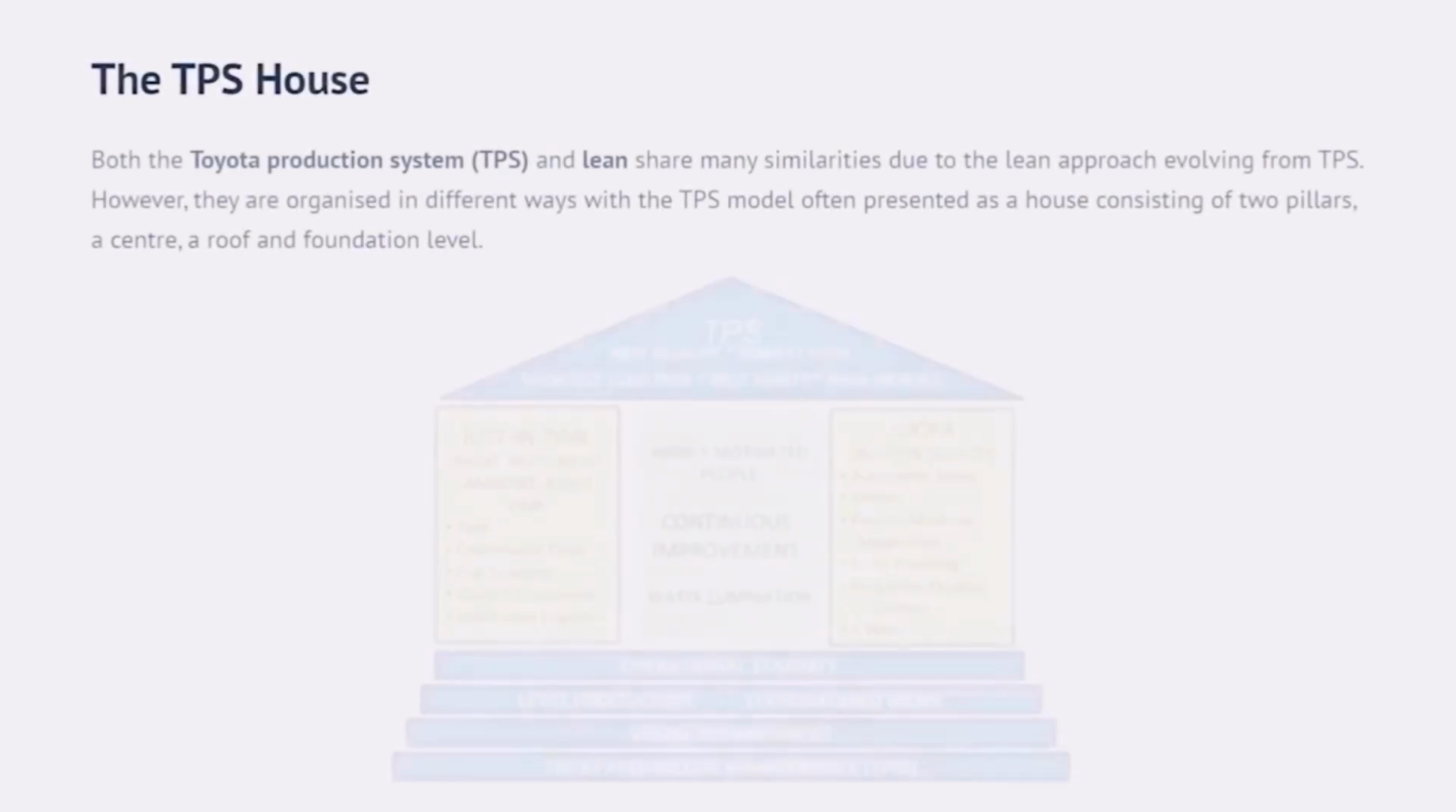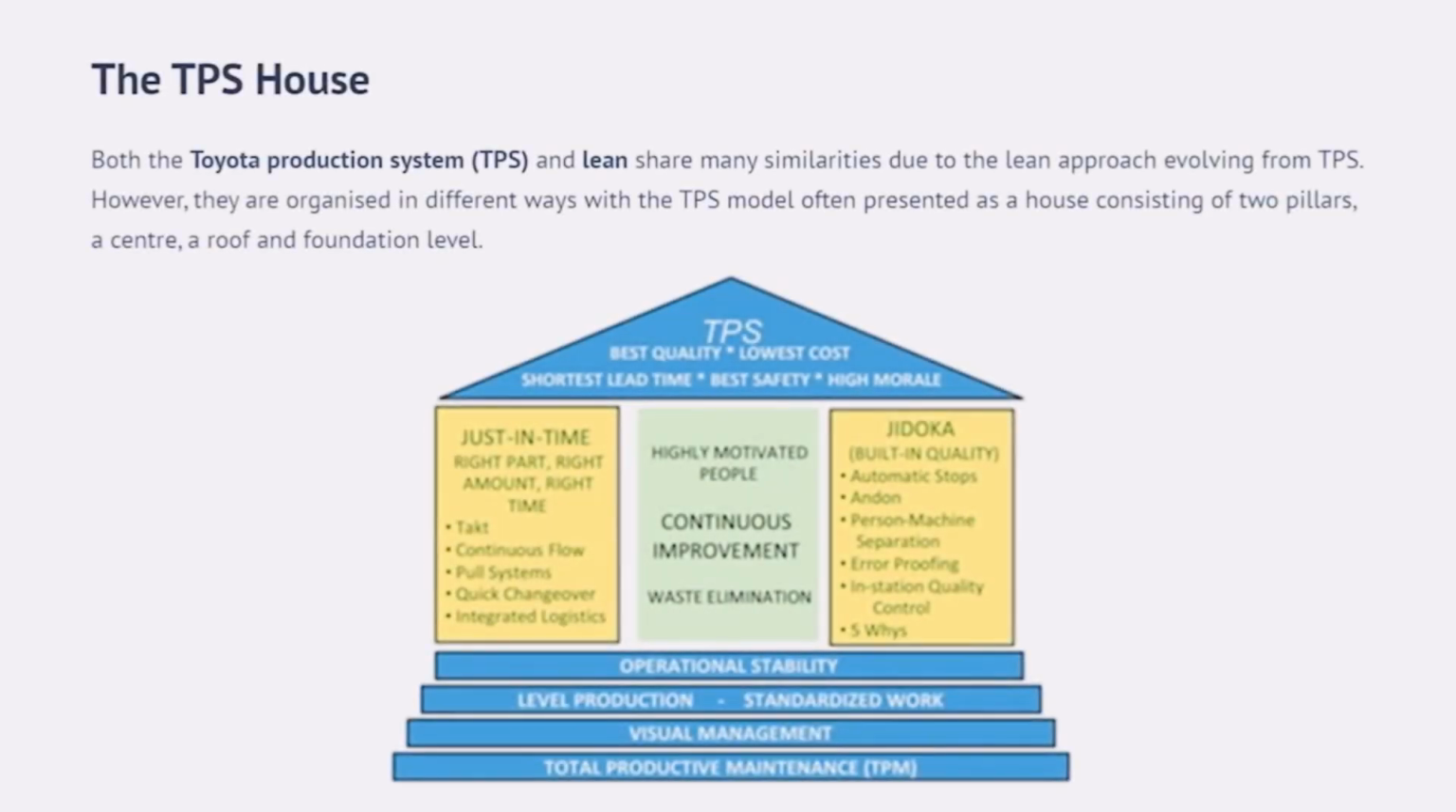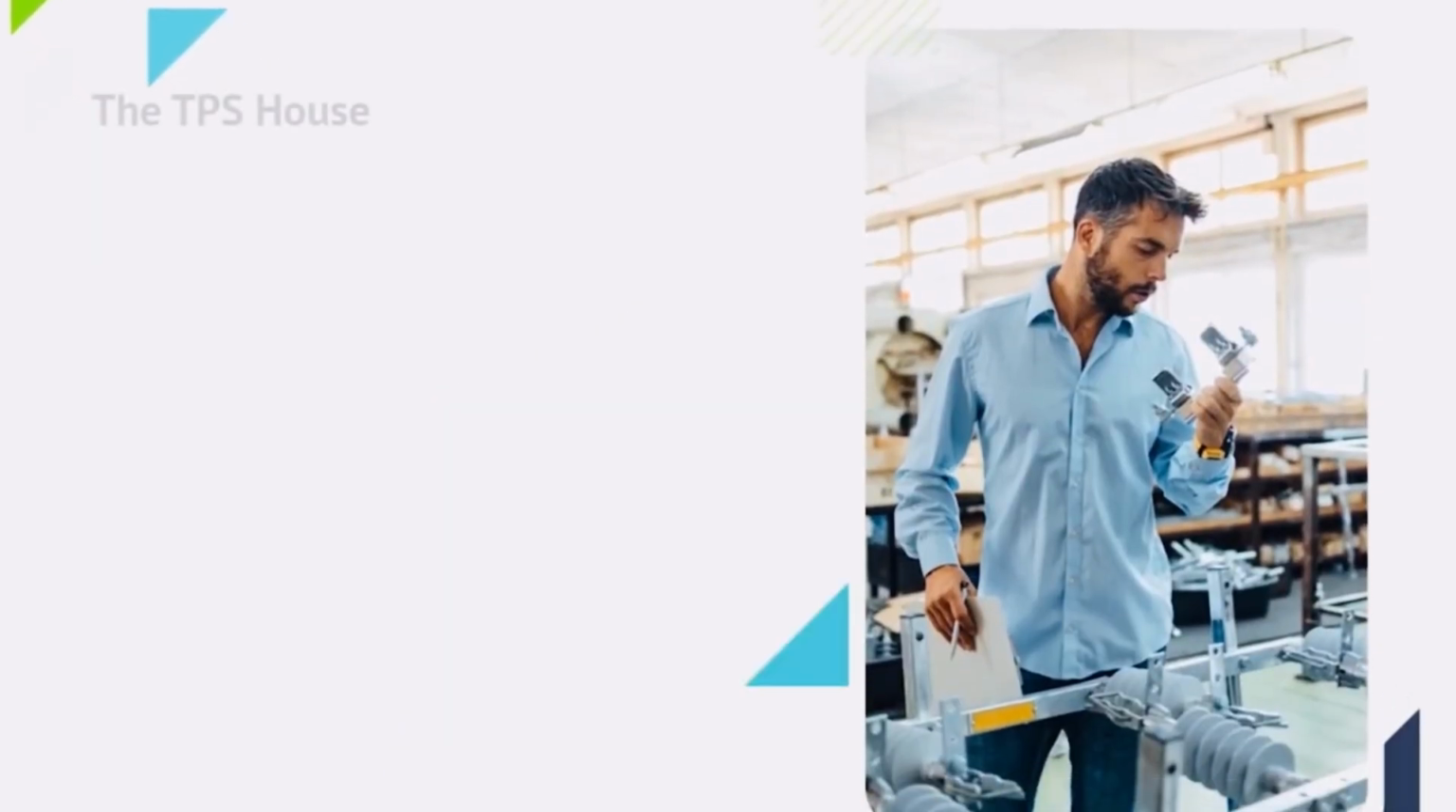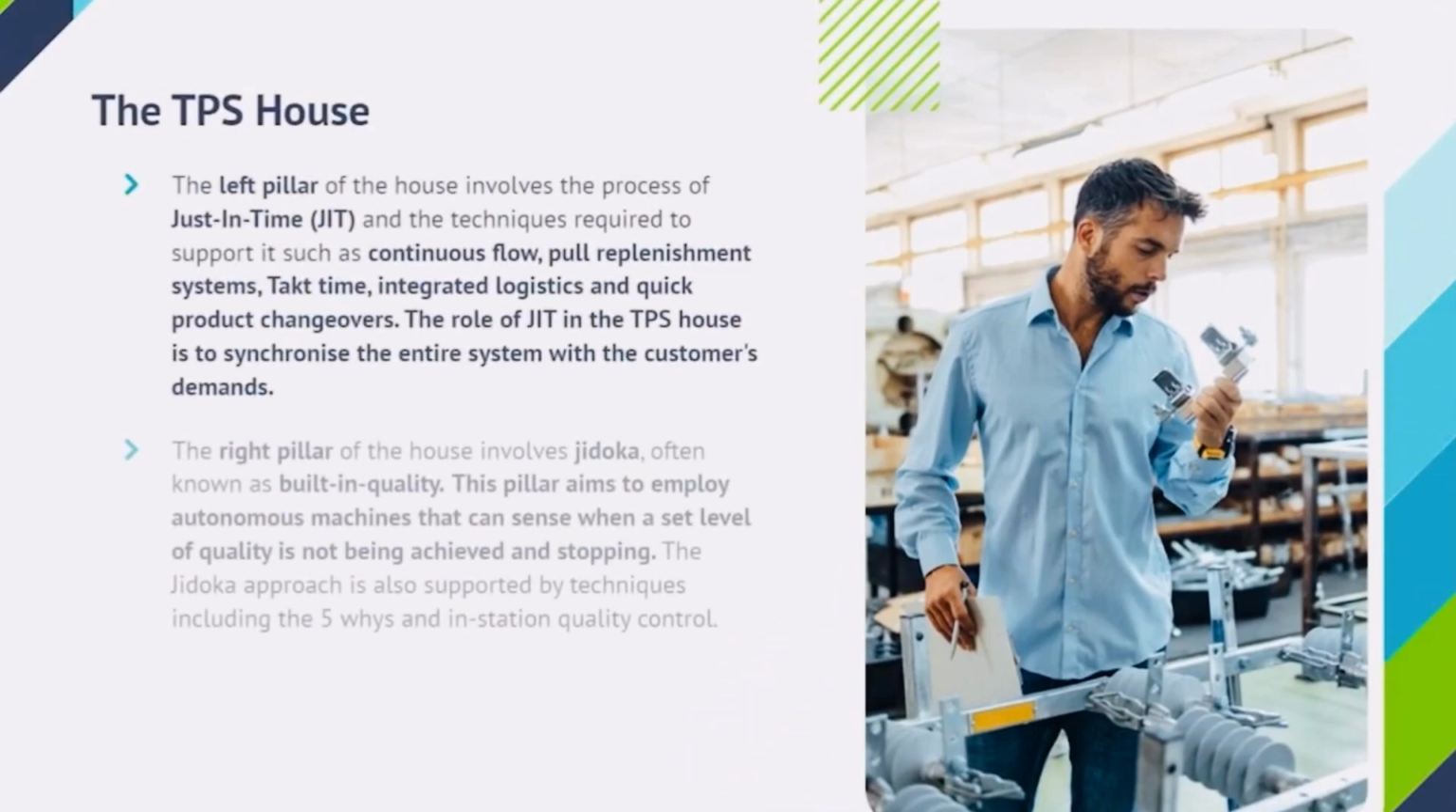The TPS House. Both the Toyota Production System, TPS, and Lean share many similarities due to the Lean approach evolving from TPS. However, they are organized in different ways, with the TPS model often presented as a house consisting of 2 pillars, a center, a roof and foundation level. The left pillar of a house involves the process of just-in-time, JIT, and the techniques required to support it, such as continuous flow, pull replenishment systems, takt time, integrated logistics and quick product changeovers. The role of JIT in the TPS house is to synchronize the entire system with the customer's demands.